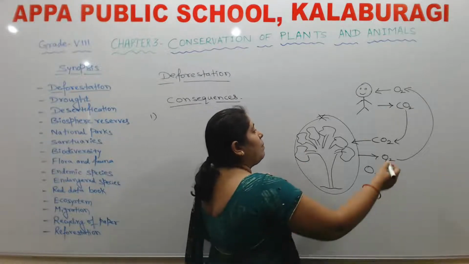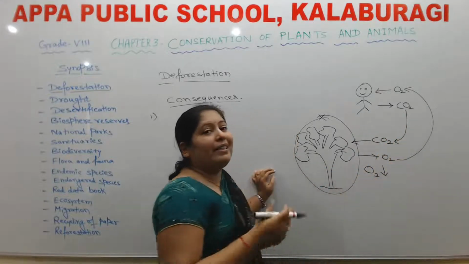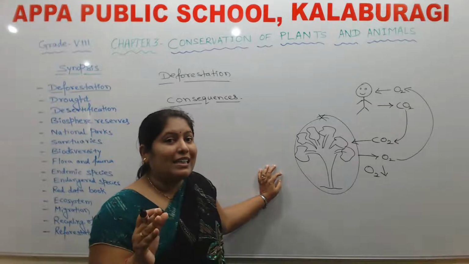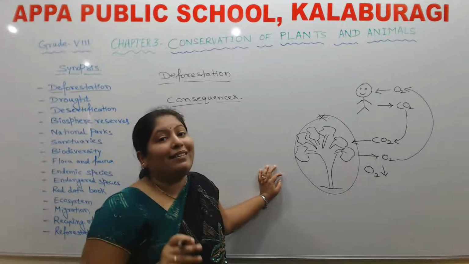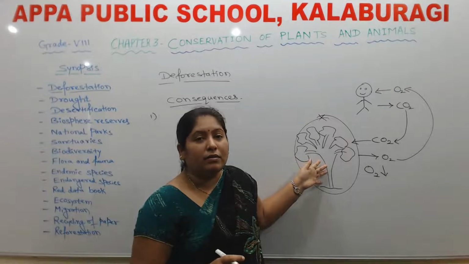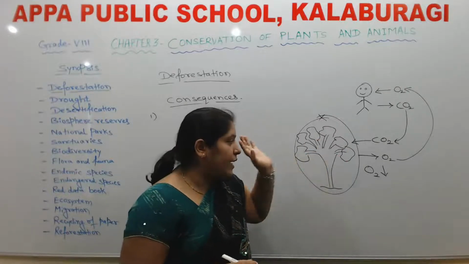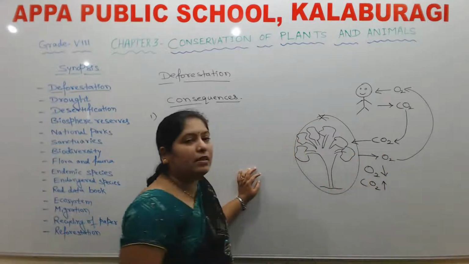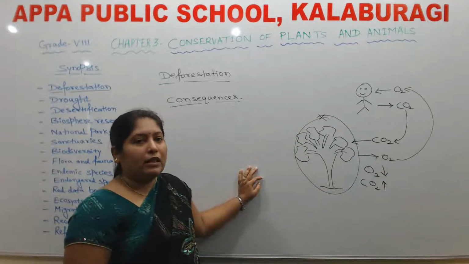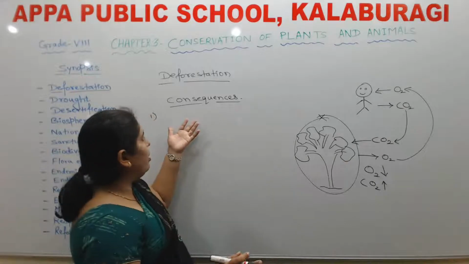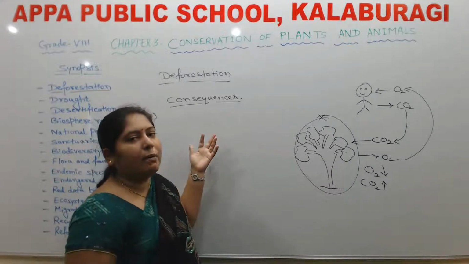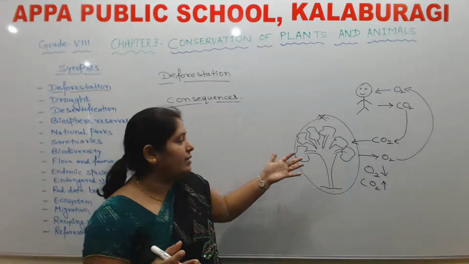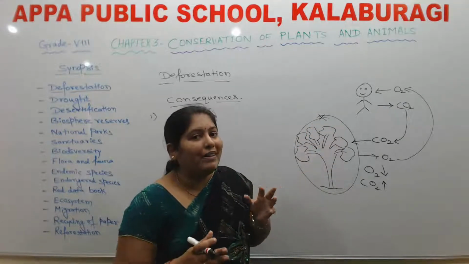Next one. Carbon dioxide, what we are releasing as a breathing product, as an exhaled product. To absorb that carbon dioxide gas, again, trees are not there. Right? So because of that, we can say that carbon dioxide concentration in the atmosphere will increase. Right? This is how oxygen concentration will decrease and carbon dioxide concentration will increase. This is a very good example. You can remember it in this way.